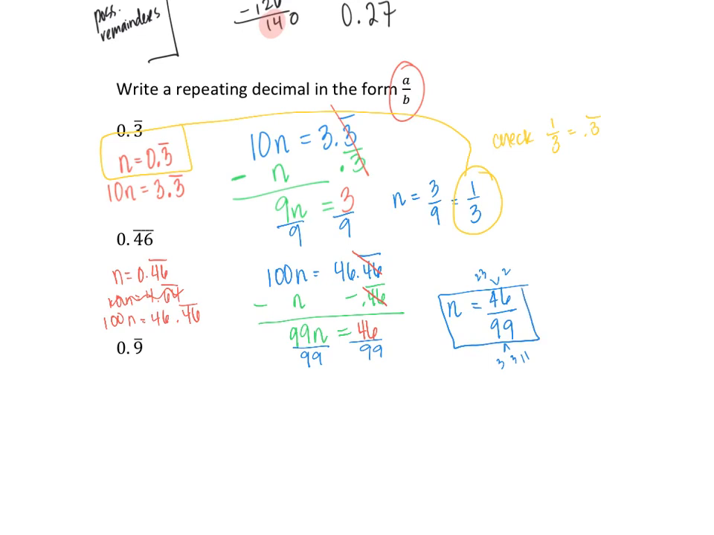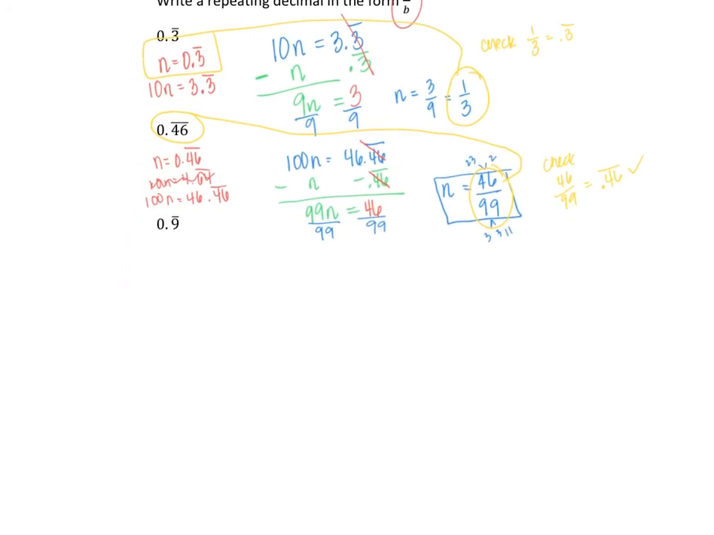And so again, what we're saying is that this 46/99 is really equal to the 0.46 bar with repetition. And again, you can check it. If you take 46 divided by 99 on your calculator, you should get 46, 46, 46, 46, 46.